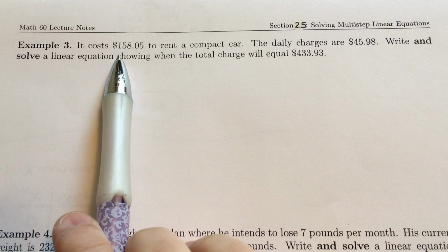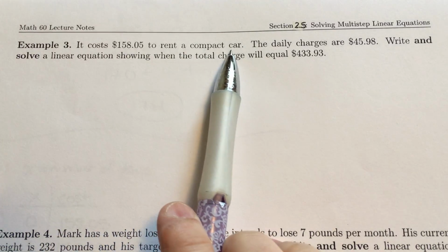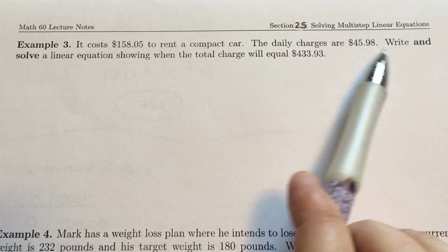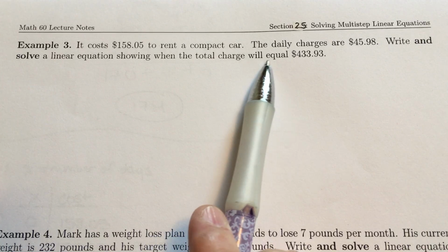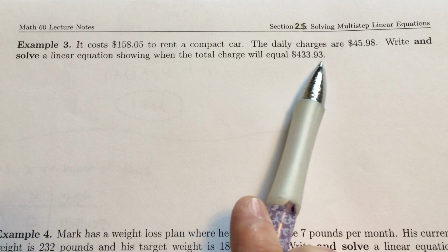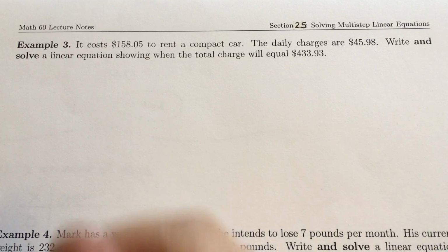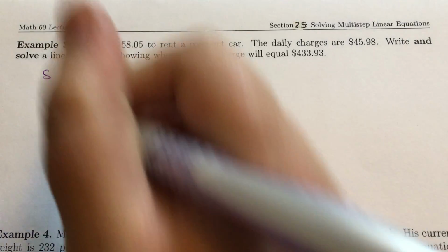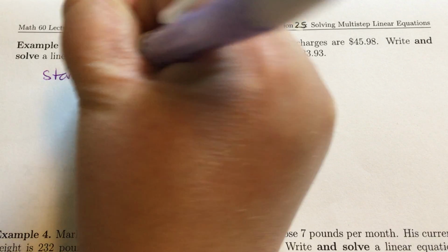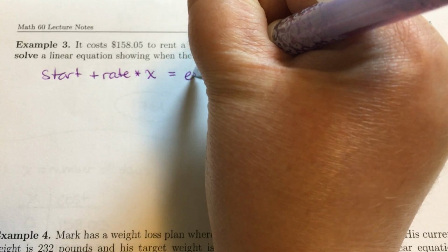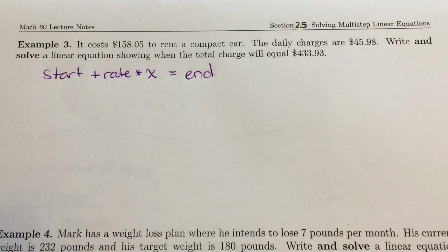It says it costs $158.05 to rent a compact car. The daily charges are $45.98. Write and solve a linear equation showing when the total charge will equal $433.93. From our previous video, we discussed how linear equations often have the form of a starting value plus some kind of rate times our variable equals an ending value. So that's what we're going to be using to set this one up.